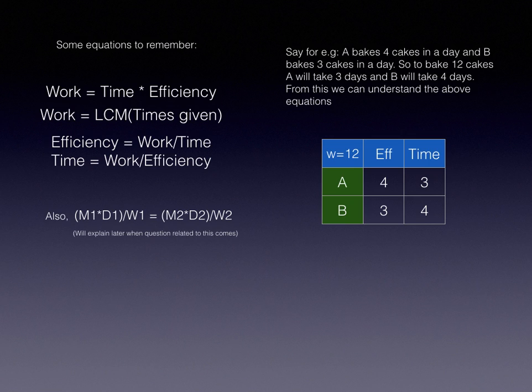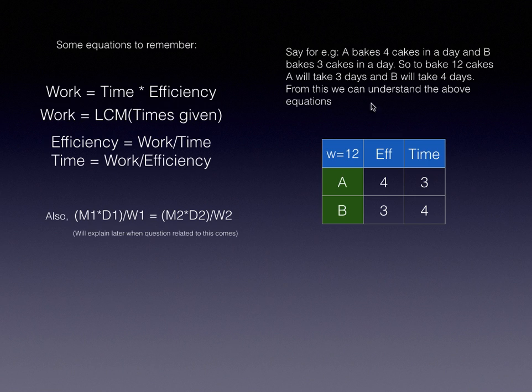Okay, I have some equations that you'll have to note to continue the session. So I'll just read those equations first. Work is equal to time into efficiency, and work is equal to LCM of the times given. Efficiency is equal to work by time. Time is equal to work by efficiency. Okay, let's see what this means.